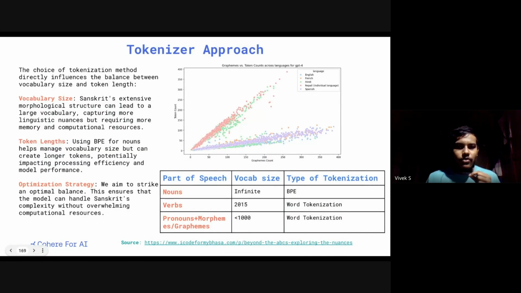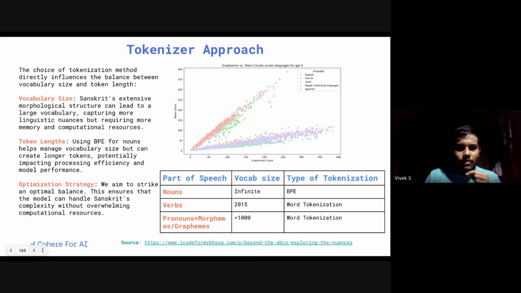Yes, talking about the tokenizer approach. I just mentioned before how inefficient the tokenizers are for Sanskrit generation, and here we thought of a good approach to improve that. There is always a trade-off between the vocabulary size and the token length, where both have to be balanced properly. So we thought of dividing the Sanskrit text into nouns, verbs, and other morphemes. The nouns are infinite in number in the language space, so we went forward with BPE tokenization for them, so that it will tokenize nouns sub-optimally. Verbs and other morphemes are pretty exhaustive in the language space, so we did word tokenization for those.